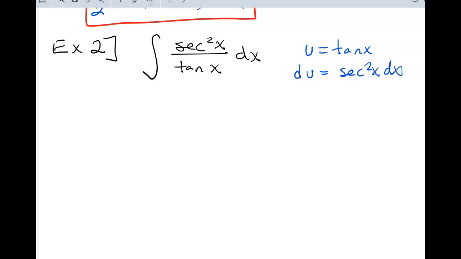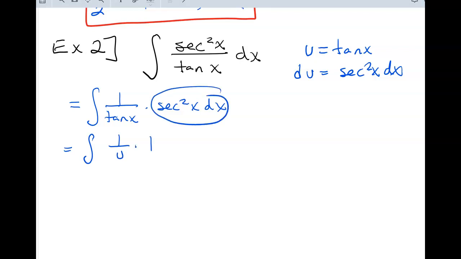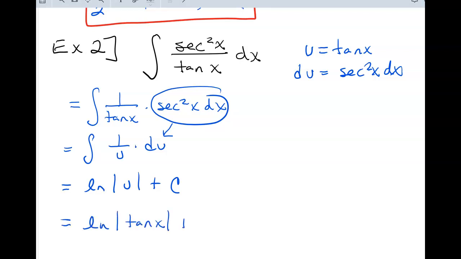Wasn't that really convenient? All right, so when we rewrite this, we have 1 over the tangent of x times the secant squared of x dx. That means we have a perfect 1 over u du. So this is the natural log of the absolute value of u plus c, replacing u with tangent of x. This is our final answer.